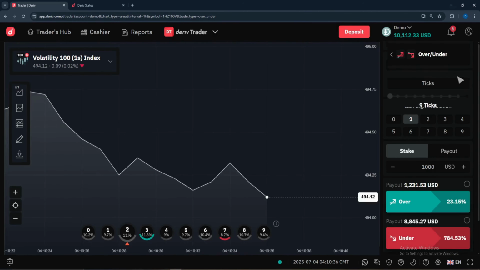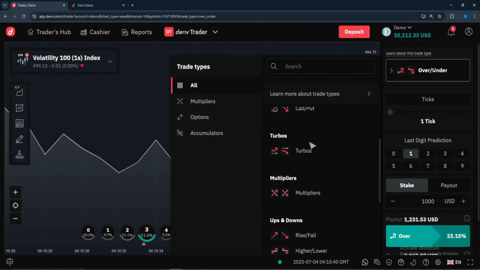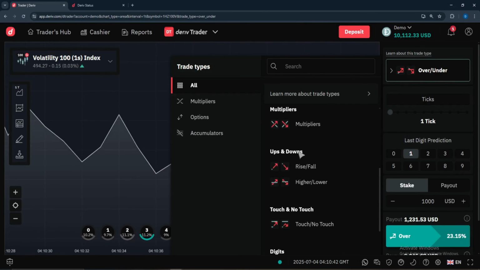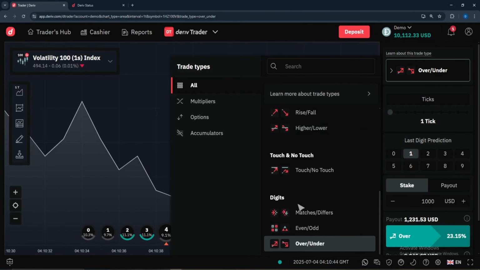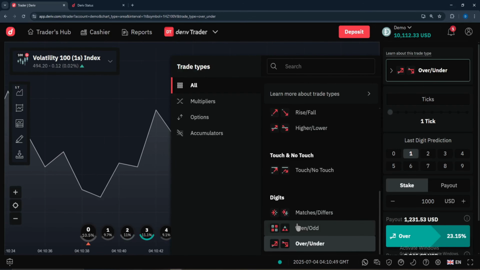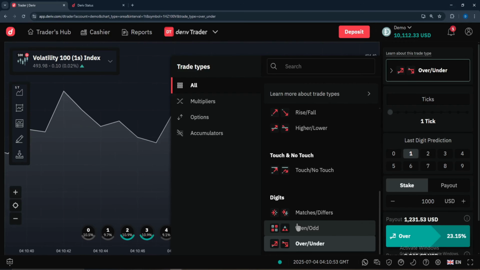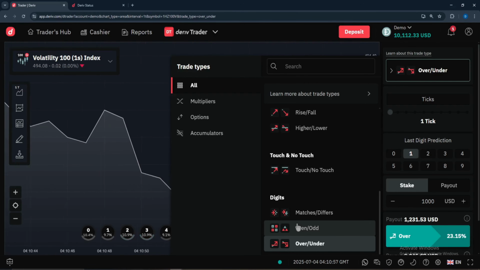Now, when you're trading in Deriv, as I said in my previous video about beginners, you have so many trade types that you can choose from, all right? From accumulators to call and put, vanillas call and put, turbos, multipliers, rise and fall, higher and lower, touch and no touch, matches and differs, even odd, and over under. And sometimes you might ask yourself, what is actually the best contract type, the best trade type that I should actually involve myself in?